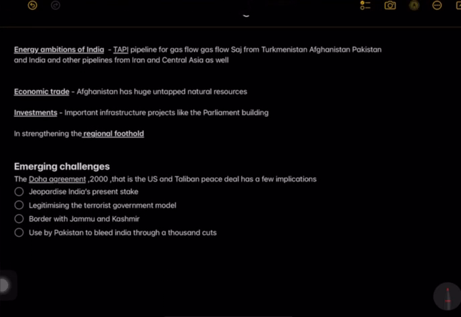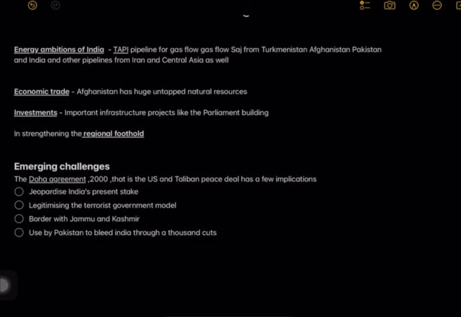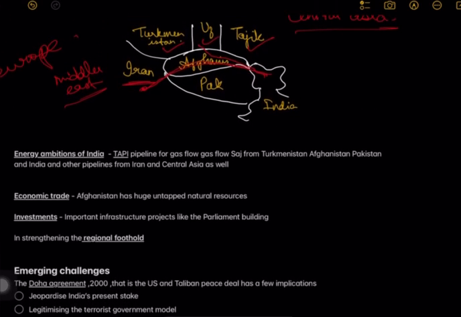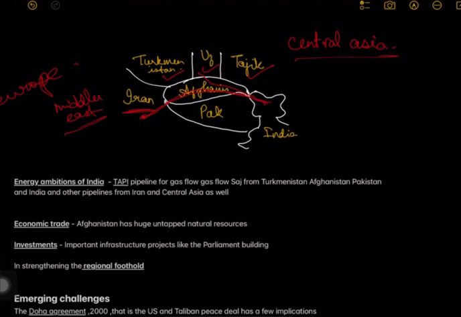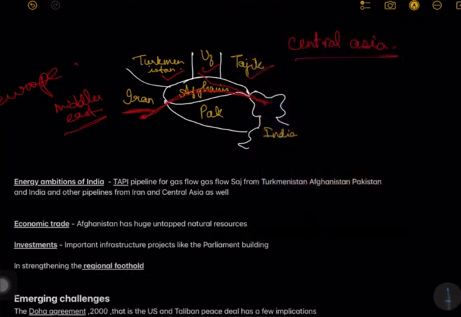Coming to the next, the energy ambitions of India. We are building the TAPI pipeline, you can have a look at the diagram, which moves from T for Turkmenistan, then Afghanistan, then Pakistan and India. It is a natural gas pipeline which flows from Turkmenistan, Afghanistan, Pakistan, and India. And also, there are several other pipelines which flow from Iran, Afghanistan, and then Pakistan, and then India. So, again, it is a very important point.